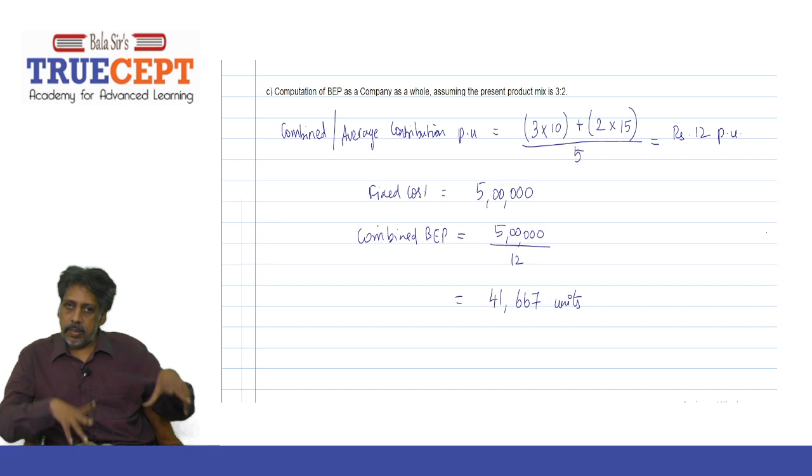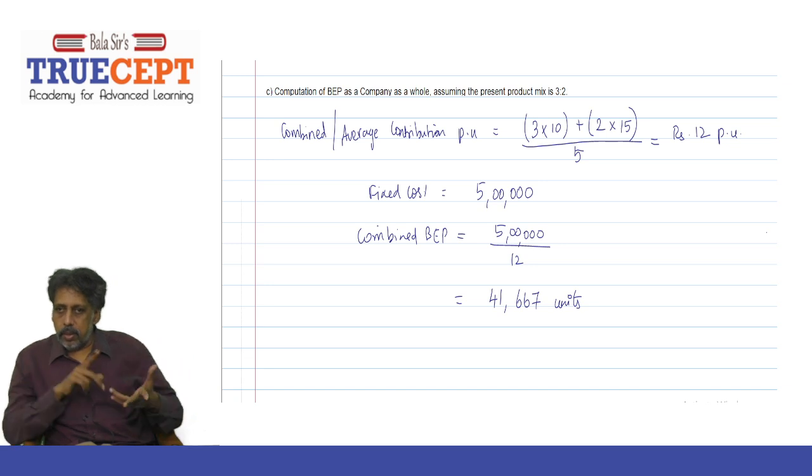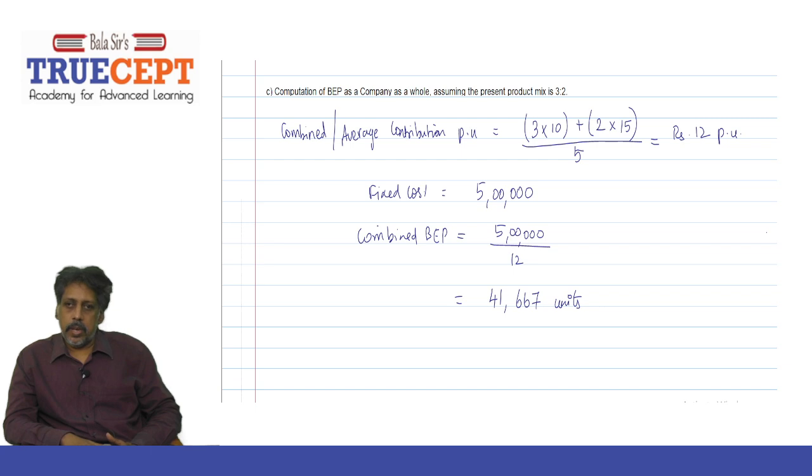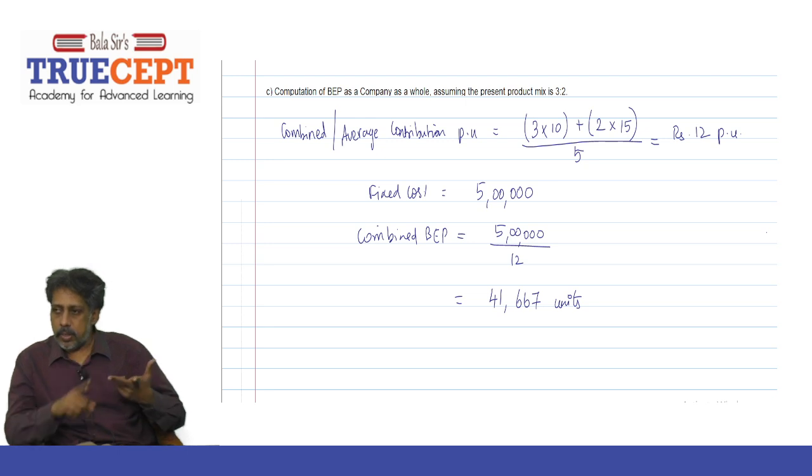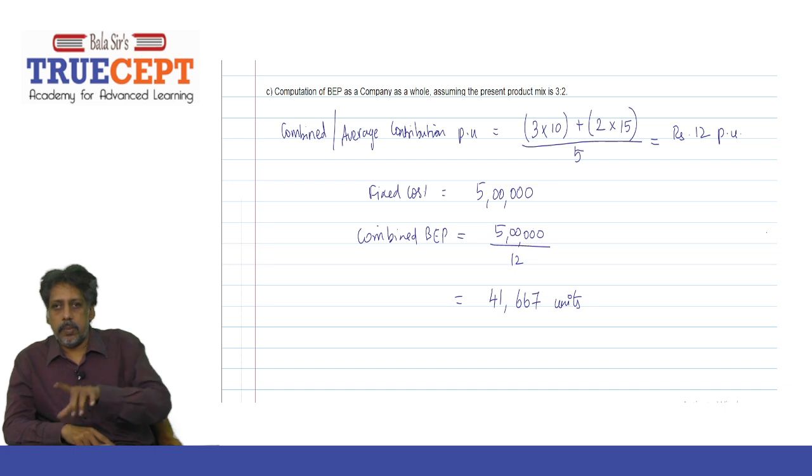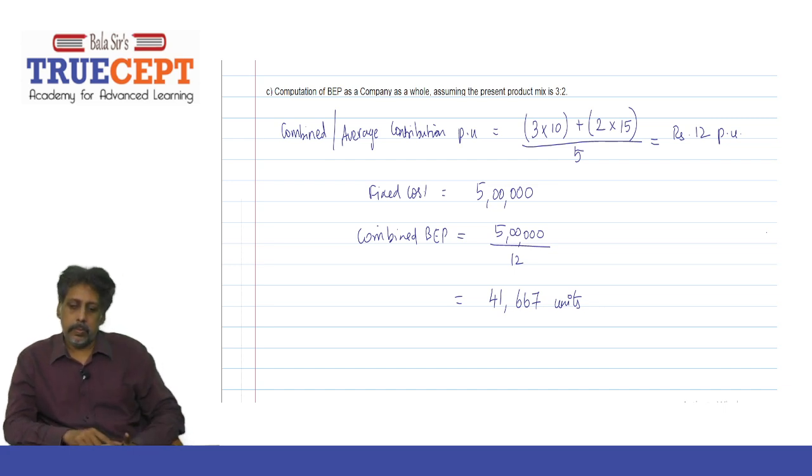In this case, the same product but 2 different factories. Wherever you have been asked to find the break-even point for the company as a whole, you can apply this formula, dividing the fixed cost by average contribution per unit. So combined or average contribution per unit is equal to 3 into 10 plus 2 into 15 divided by 5. First, what is 3 and 2?